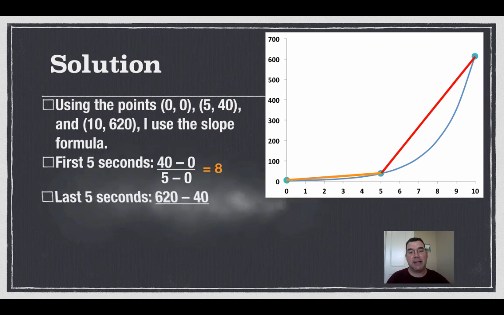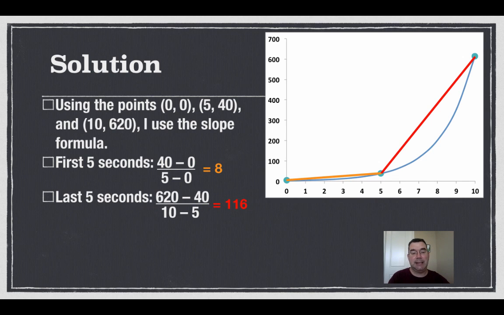In the last 5 seconds, that's from the 5-second mark to the 10-second mark, I've gone from the (5, 40) point to the (10, 620) point. So my y's are 620 and 40, so I subtract those on top. My x's are 10 and 5, and I subtract those on the bottom, and when I divide, I get 116.